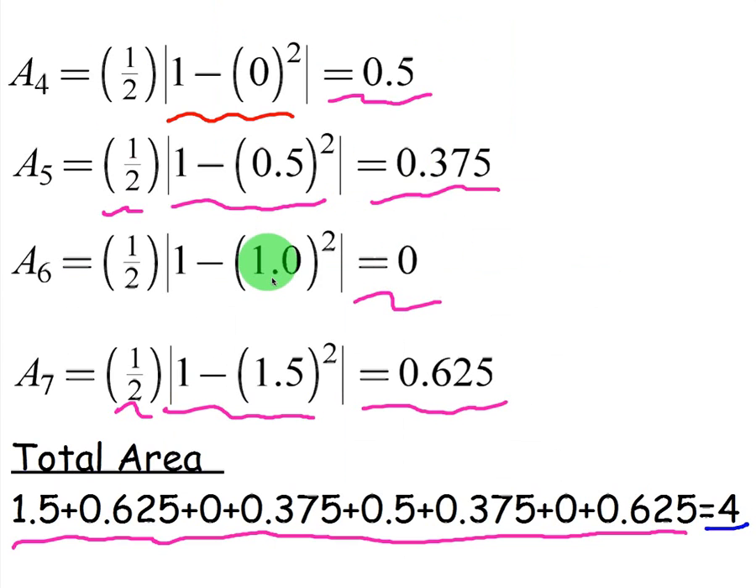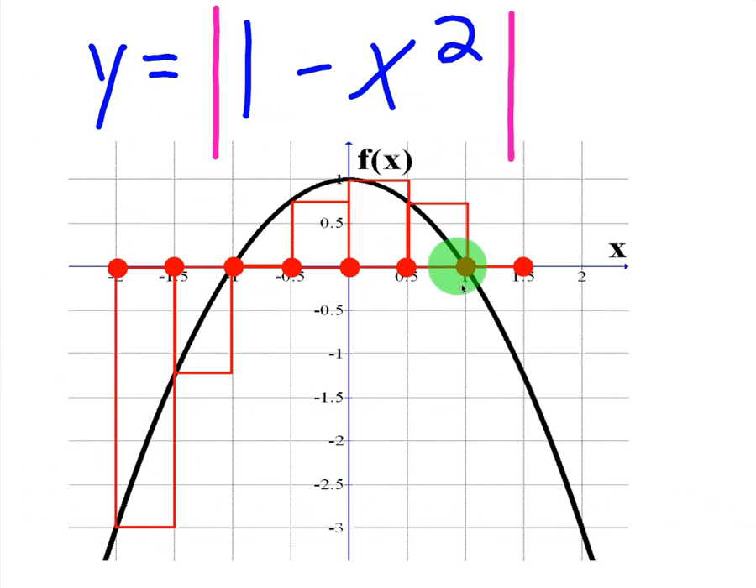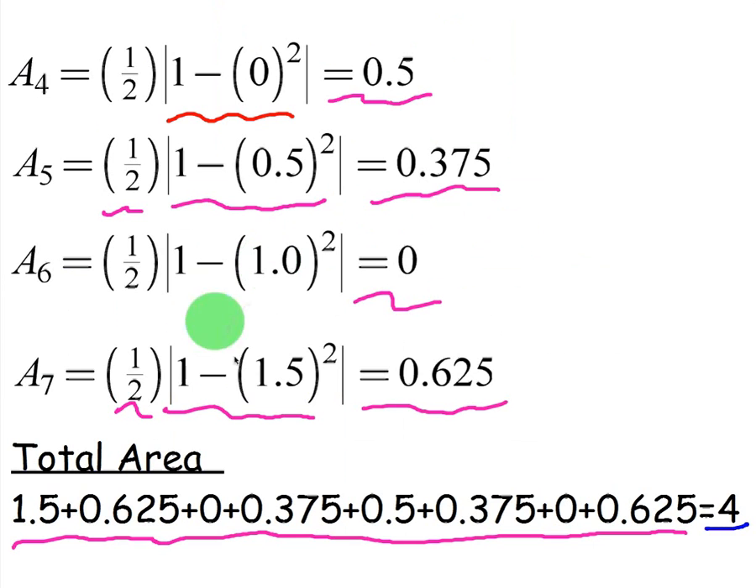Then when you run into 1, right here, you yield another rectangle of 0 because the height is 0. Now remember, this is left point. Why is it called left point? Because the y value of the rectangle, the height of that rectangle, is determined by the left point. You can see that as you draw these rectangles, every y value is determined by the left point, not the right point. We'll talk about right point in the next lesson. And then the last rectangle will be determined by the left point of that rectangle, so 1.5.